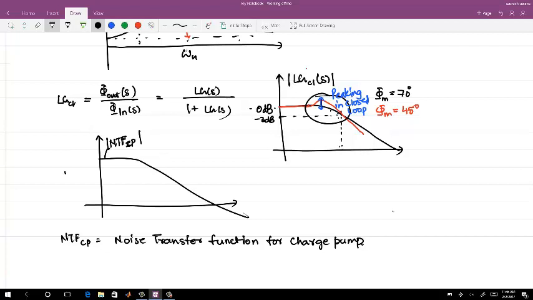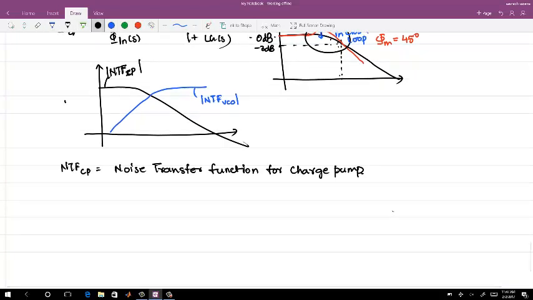That is how the noise from the charge pump is being translated to the output. The noise from the VCO has a high pass transfer function, this one is the NTF of the oscillator. So the problem in the very conventional design is that if you reduce the bandwidth, your VCO noise will dominate. If you increase the bandwidth, your charge pump noise will dominate. So you need an optimum bandwidth such that the total noise is lesser, right?